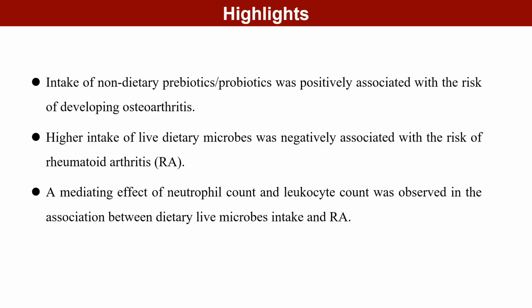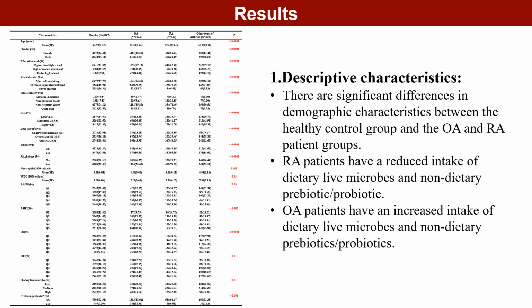The highlights of this study are as follows. First, intake of non-dietary prebiotics/probiotics was positively associated with the risk of developing osteoarthritis. Second, higher intake of live dietary microbes was negatively associated with the risk of rheumatoid arthritis, RA. Third, a mediating effect of neutrophil count and leukocyte count was observed in the association between dietary live microbes intake and RA.